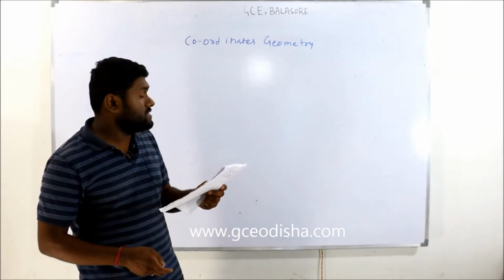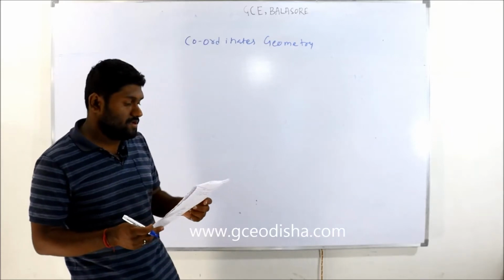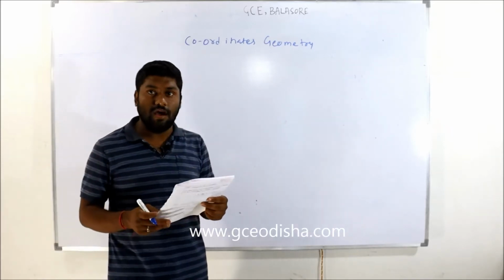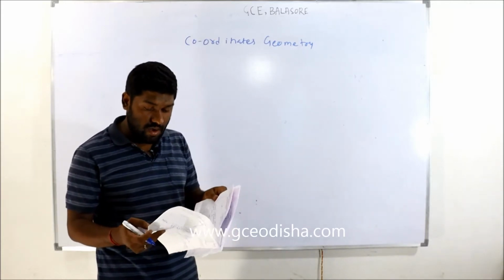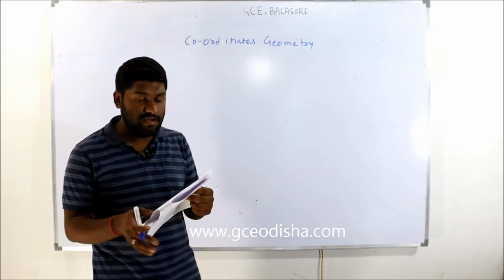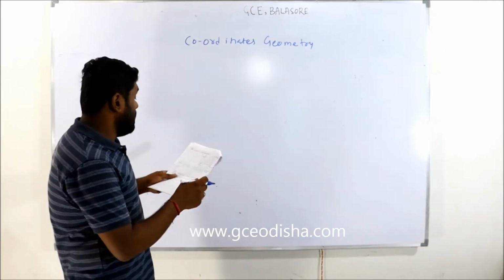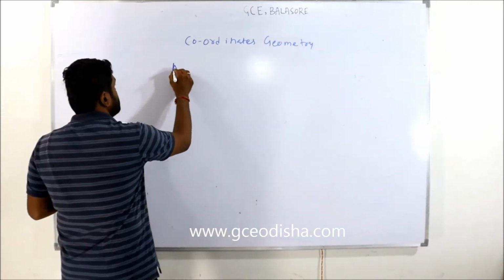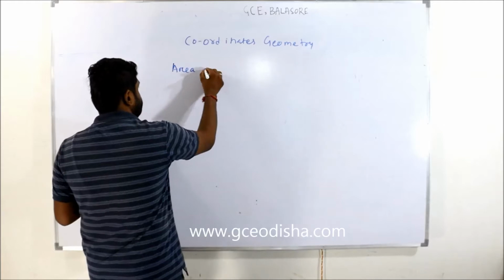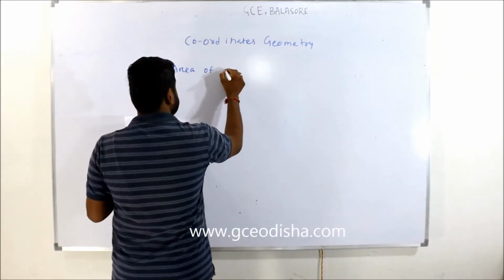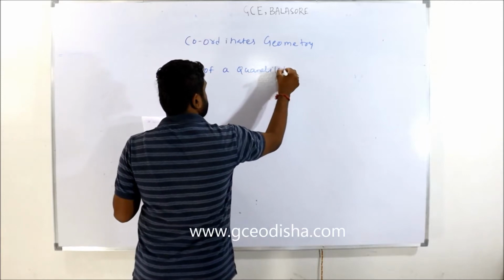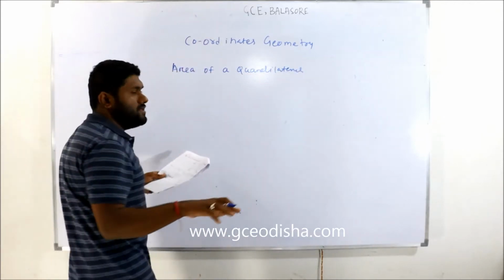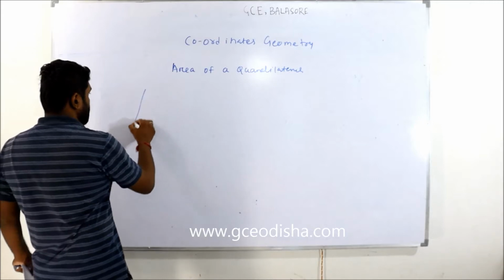Now let's talk about coordinate geometry. In the previous class I told you about the area of triangles and the conditions in coordinates, and today we'll start the area of the parallelogram and the area of the quadrilateral. How can you find the area of a quadrilateral? Quadrilateral generally means four points.